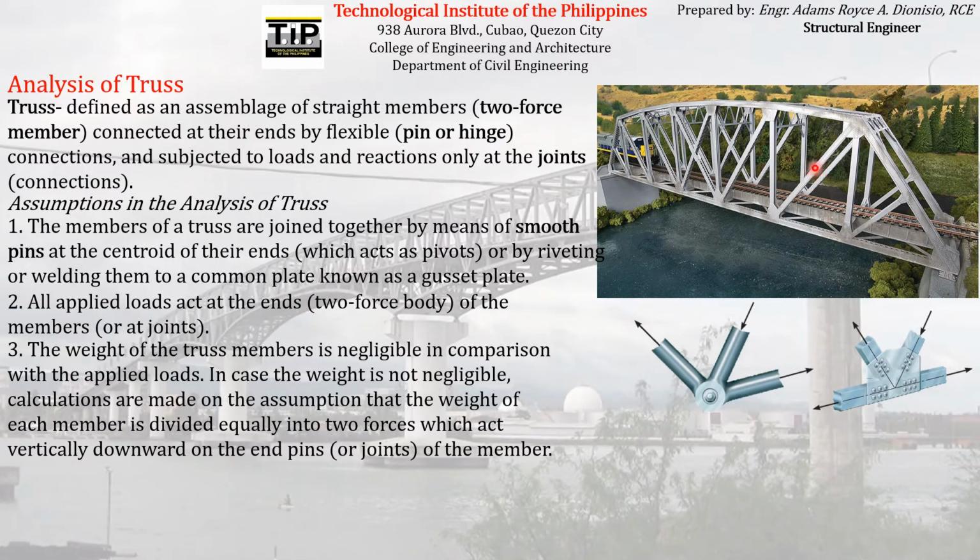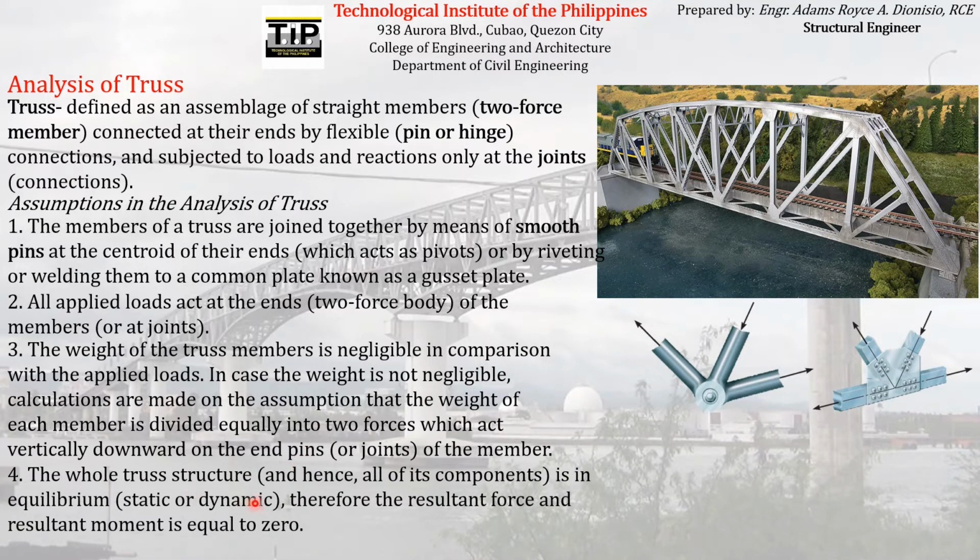Ibig sabihin, kung ang total weight ng member ay 400 kilogram, syempre nag-act yung weight sa centroid ng member, sa gitna. Kung ang weight ng member ay 400 kilogram, ang assumption natin base sa number 3, yung 400 na yon, yung kalahati nun, dito mapupunta sa joint na to, sa end na to ng member, and then yung another half, dito naman mapupunta sa kabila, sa kabilang dulo. So, yun yung sinasabi dito sa assumption number 3 natin. So, again, assumption number 3, assumption natin, weight ng member, negligible compare sa applied loads. Pero kung hindi na negligible, ang assumption natin sa number 3, that total weight must be equally divided sa dalawang joint or end ng member.